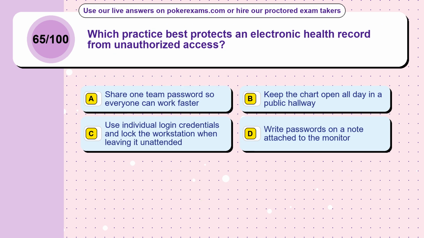Question 65. Which practice best protects an electronic health record from unauthorized access? Option A, share one team password so everyone can work faster. Option B, keep the chart open all day in a public hallway. Option C, use individual login credentials and lock the workstation when leaving it unattended. Option D, write passwords on a note attached to the monitor.